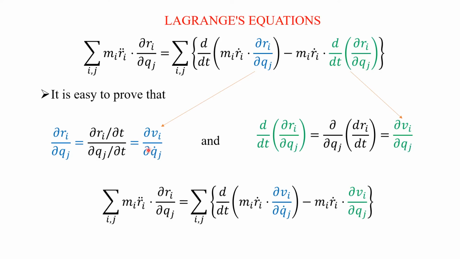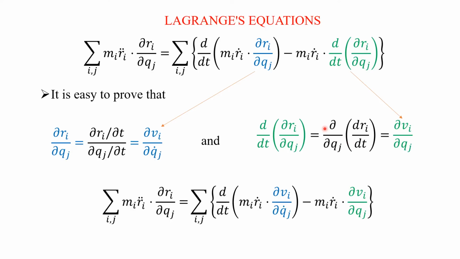So this blue color term can be replaced by this. That is what I have done here. Similarly, in the second term, that is the green color part, time derivative of partial derivative, partial ri over partial qj is equal to... Now here I have changed the operator. Time derivative was first, here on the right hand side it comes second. So I have interchanged this differential operator, first one to second, second one to first.